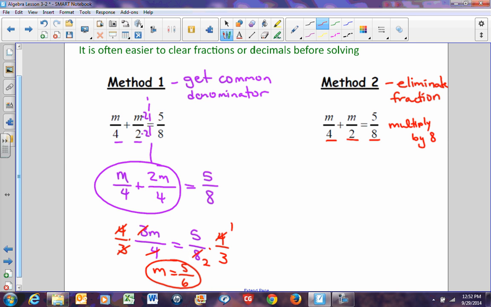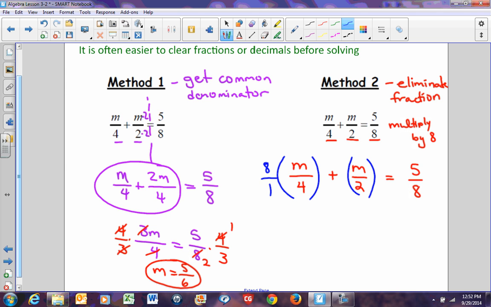Let me show you what I mean. I'm going to space this problem out a little bit so that you can see what I'm doing. I multiply every part of this equation by 8. I'm going to multiply this by 8 over 1. I'm going to multiply this by 8 over 1. And I'm going to multiply this by 8 over 1.